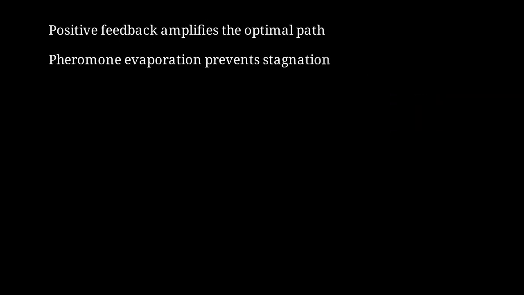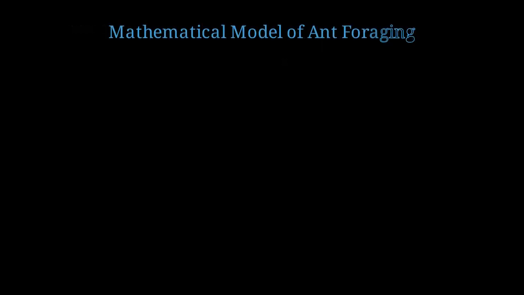Crucially, pheromones evaporate over time. This allows the system to adapt to changes and prevents obsolete solutions from dominating forever. We can model this behavior mathematically. Let's define the probability that an ant chooses a particular path. The probability P_ij of moving from node i to node j depends on tau_ij, the pheromone concentration, raised to power alpha, times eta_ij, the heuristic desirability such as inverse distance, raised to power beta, divided by the sum over all possible next nodes k.